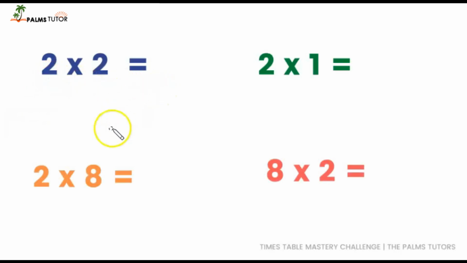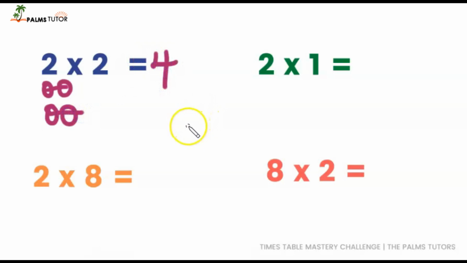2 times 2. You know what this means? It means count 2 in 2 places. This is a 2, another 2. I'm adding 2 to itself. That's what it means. So when you count these numbers together, you have 1, 2, 3, 4. So 2 times 2 gives us 4.